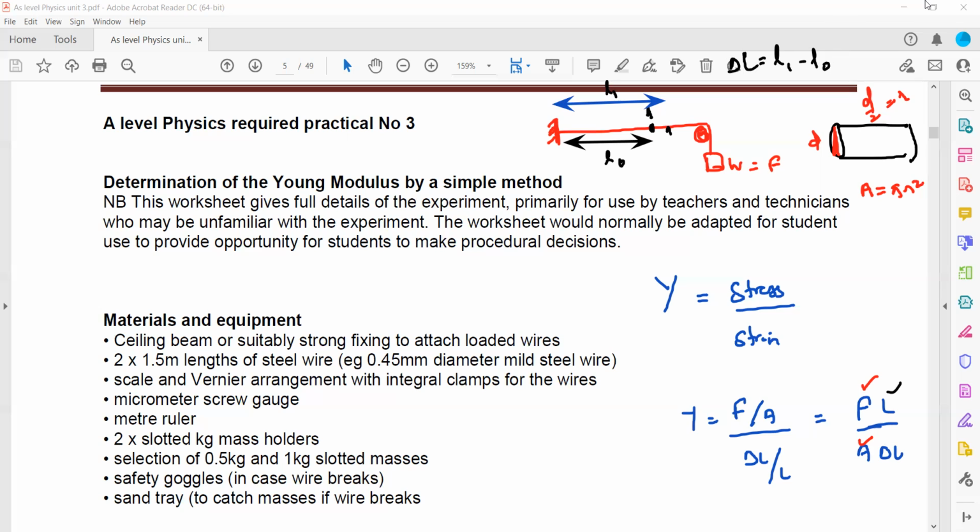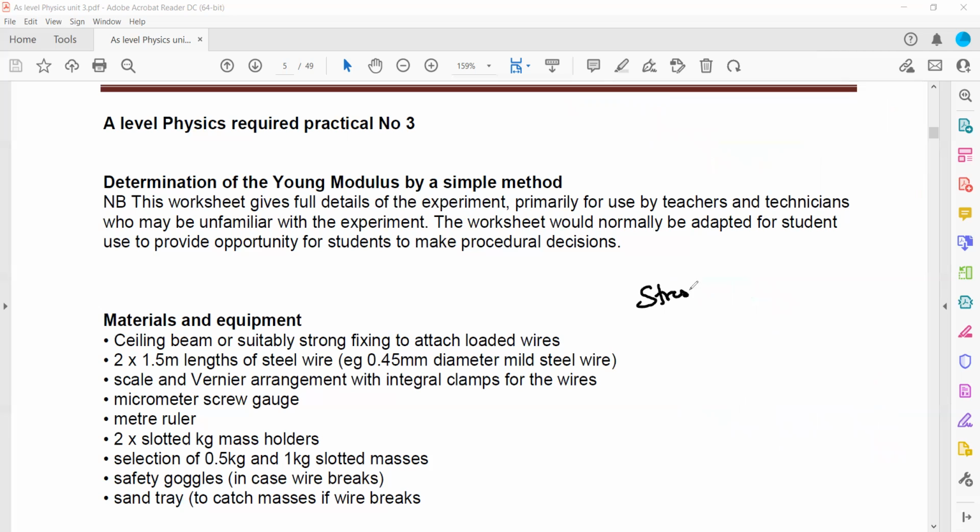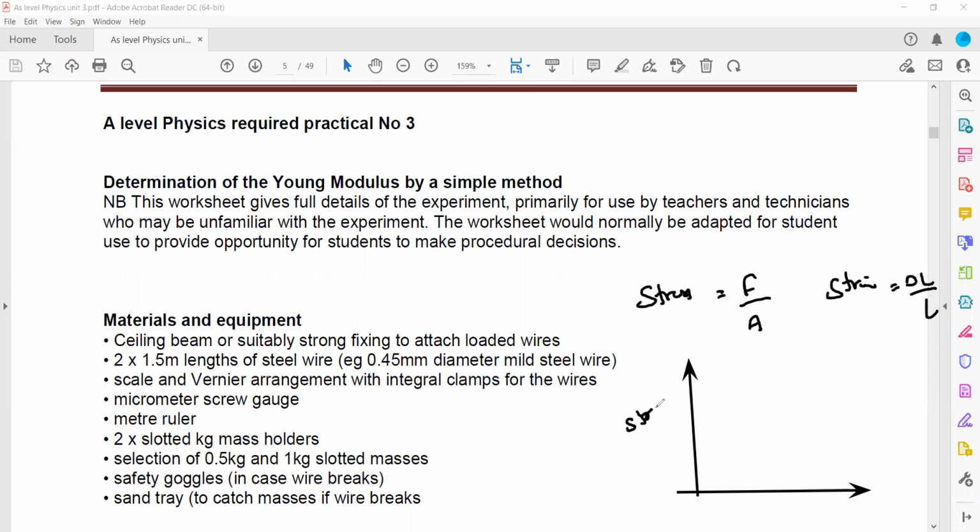So what graph can be sketched? We can find the stress, which is force divided by area, and we can find the strain, which is change in length over original length. Plotting a graph between stress and strain, on the y-axis we have stress, and on the x-axis we have strain. When we sketch a graph between them, the slope represents the Young's modulus, which equals stress divided by strain.